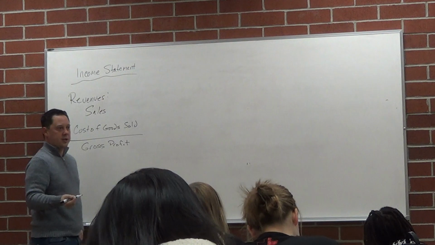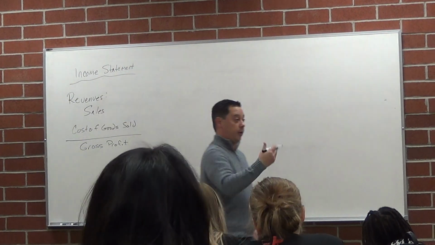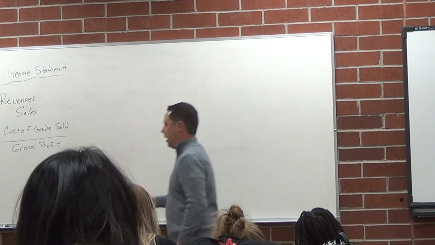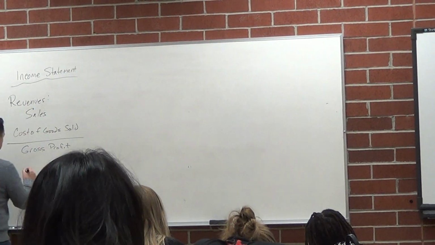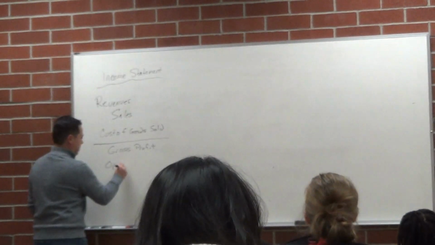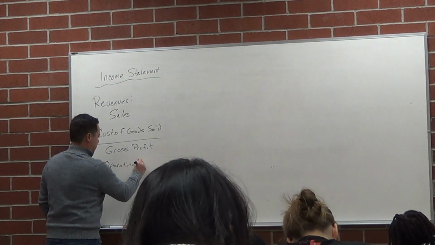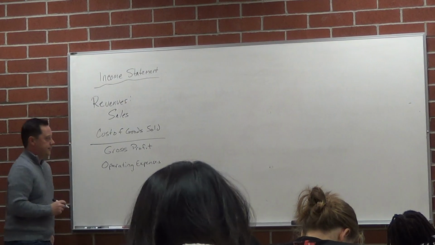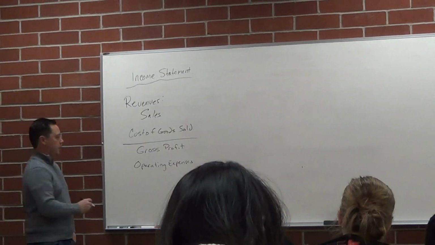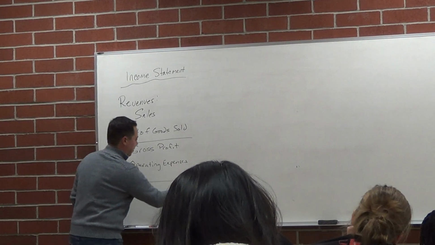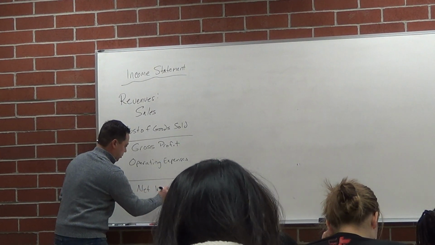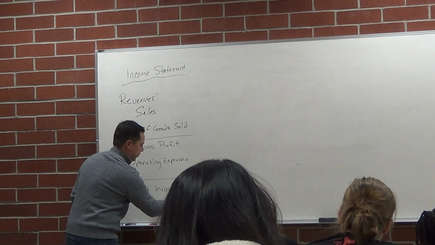Now, obviously, there's more stuff that goes into that, right? Because I have overhead, I have marketing, I have all these other things that go into that. And that'll be your expenses. And we'll call them operating expenses. You can break these down, but they're not going to break it down in the exam. After I take those away, I come up with my net income. Or loss. Please, on loss.